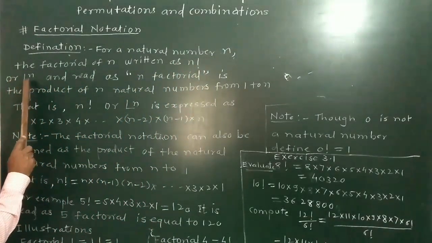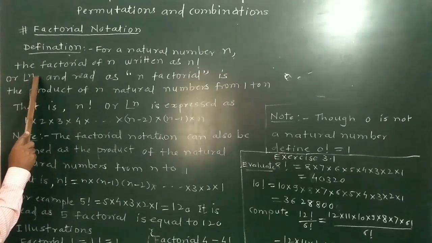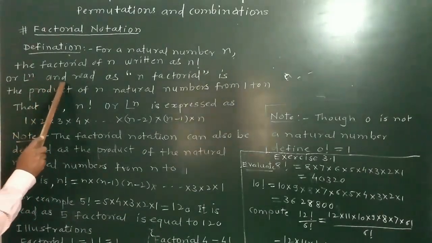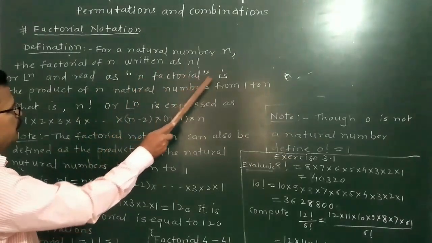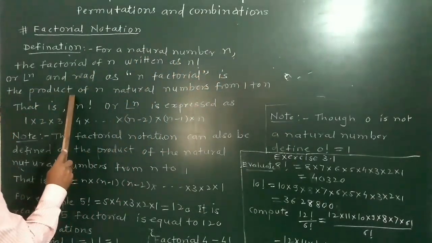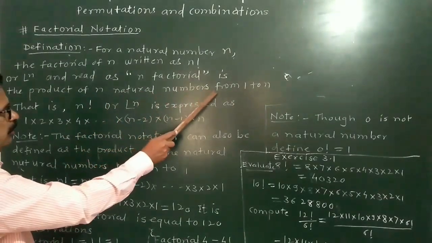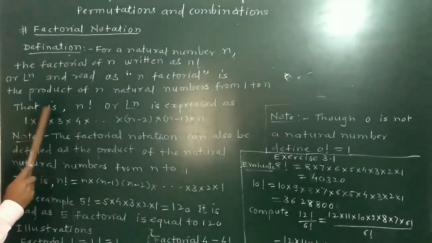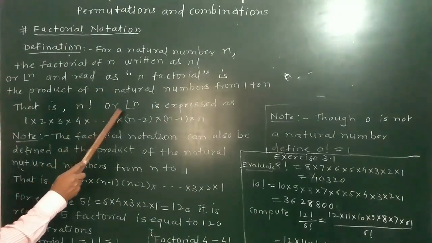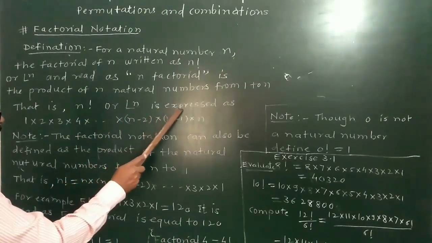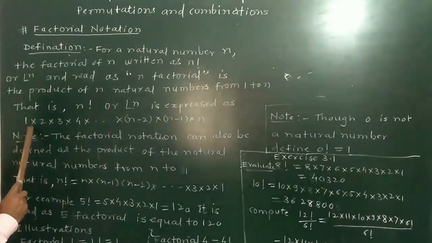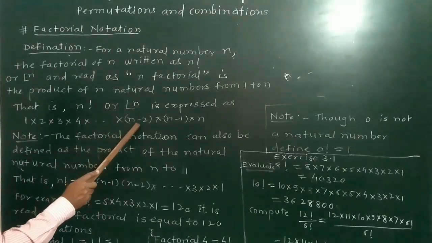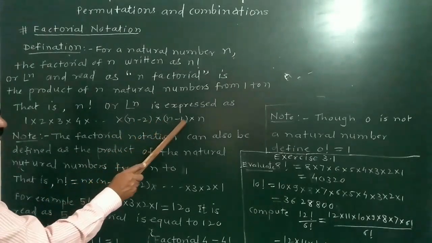Or n!, this is read as n factorial, is the product of n natural numbers from 1 to n. That is, n factorial is expressed as 1 into 2 into 3 into 4 into up to n minus 2 into n minus 1 into n.